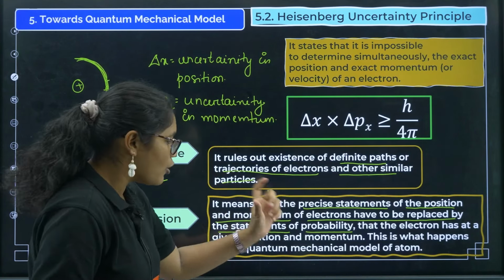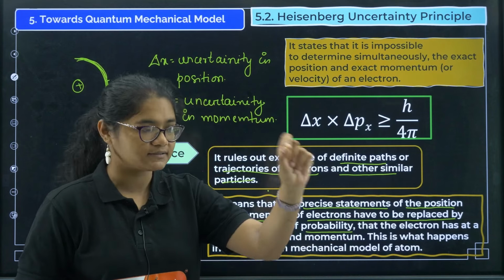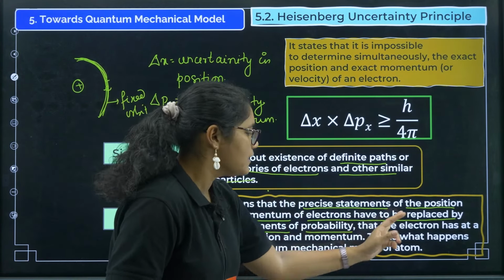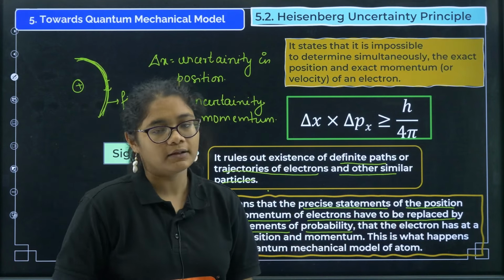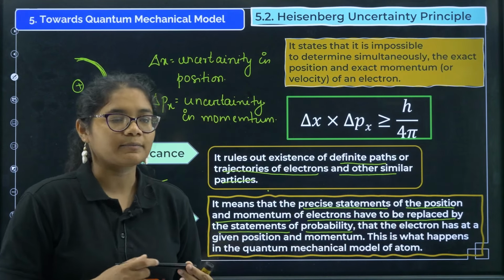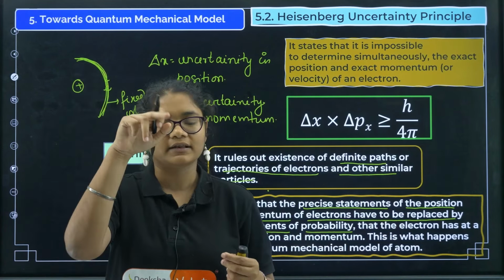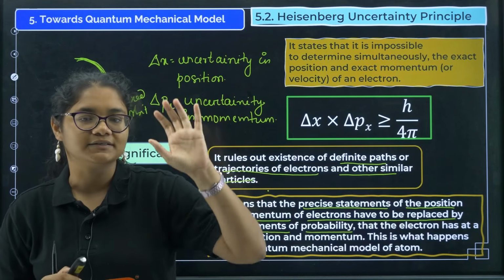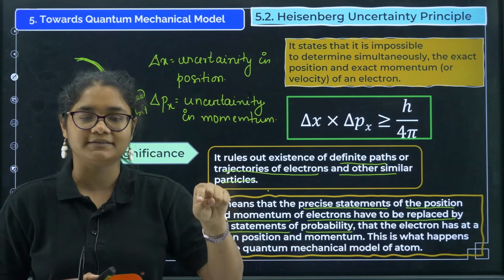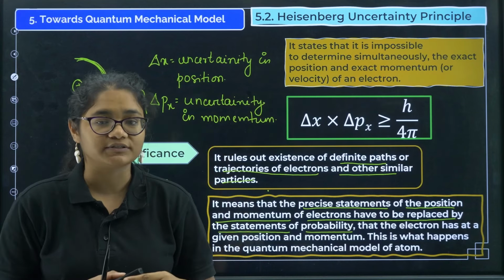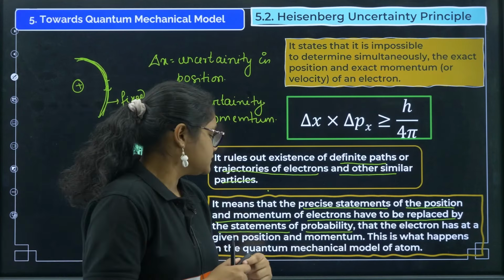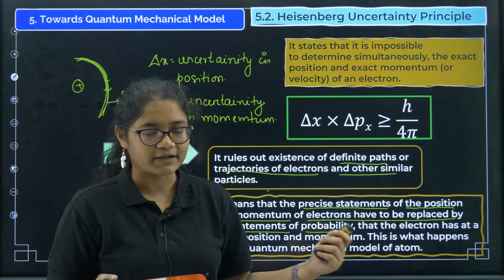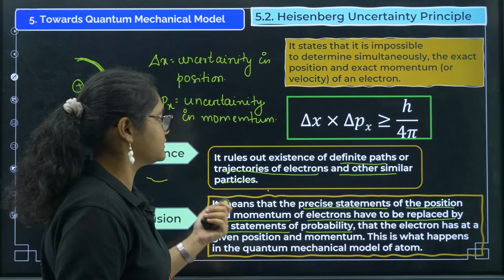So the precise statement, exactly saying this is present here, has now turned to the probability that the electron has at a given position and a momentum. So suppose you are calculating the radius of the orbit and you are telling that the electron is present here. You can say that probably the electron is present here. You cannot say that the electron is present here because you cannot measure the position accurately, okay. So this is what happens in the quantum mechanical model of the atom. When we talk about that, we'll discuss it, okay.